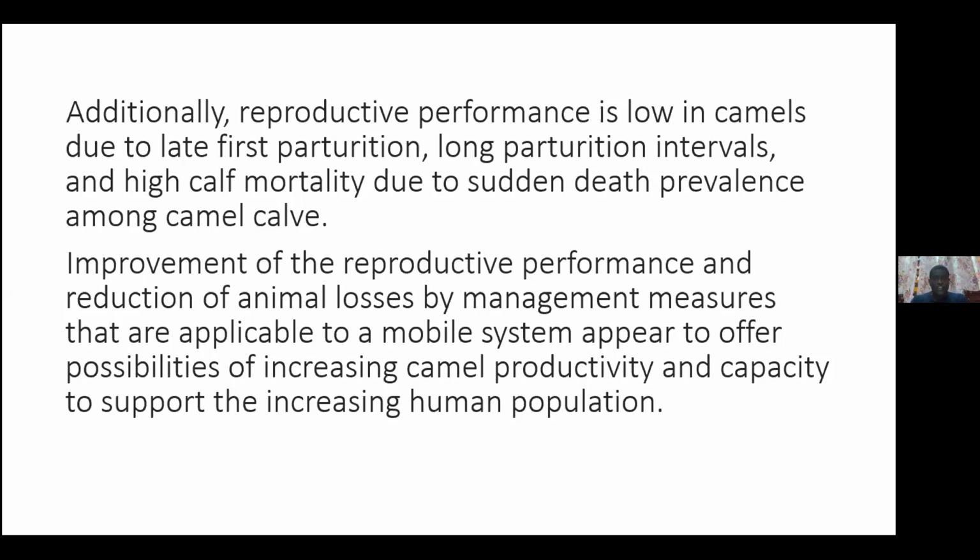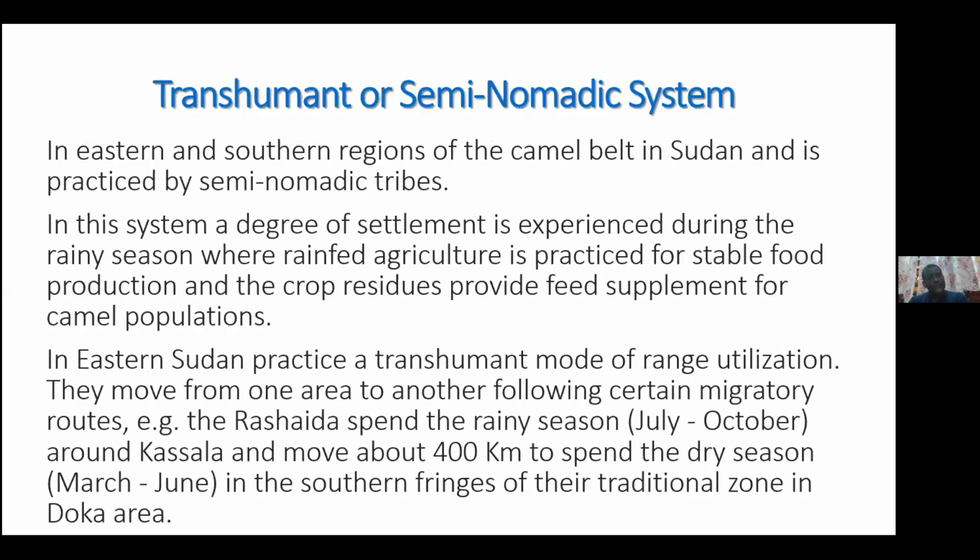Improvement of reproductive performance and reduction of animal loss by management measures that are applicable to mobile systems appear to offer the possibility of increased camel productivity and capacity to support an increasing human population. Transhumant or semi-nomadic system. We have many systems of the pastoral community in Sudan: transhumant, semi-nomadic, nomadic, mobile pastoralist. In Eastern Sudan and the southern region, camel breeding in Sudan is practiced by the semi-nomadic tribes.